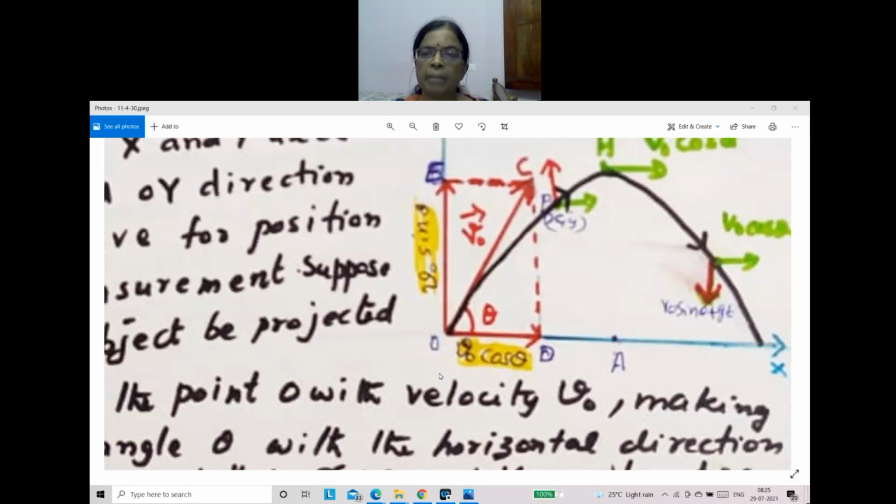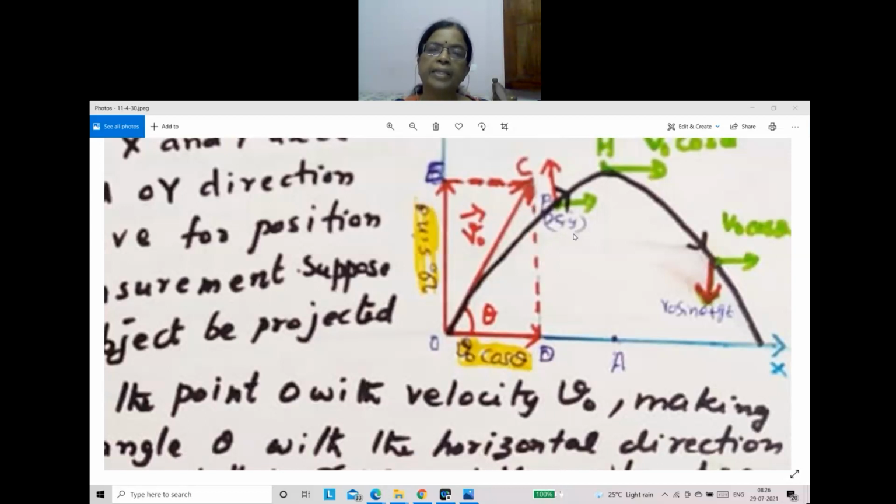Similarly, take another point P on this path. The path of the projectile is a parabola. This is the initial point. Take another point at another time t, where the body has reached P. Its coordinates will not be 0, 0 now. For example, suppose it moved 2 centimeters on the x-axis and 5 centimeters on the y-axis, so we write 2, 5. The x and y coordinates are different now. Here we have taken just x and y. After a time t, the body is at P and its coordinates are x and y.